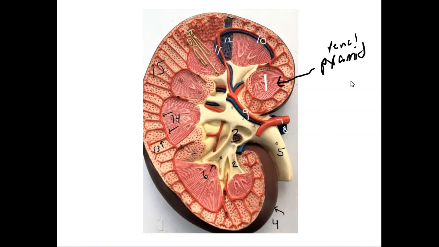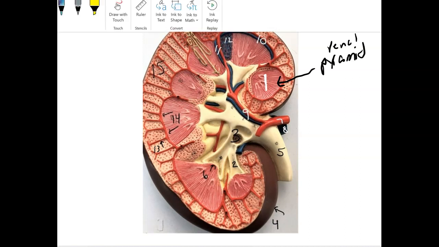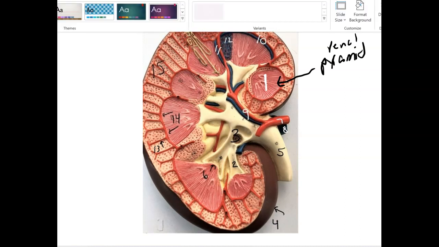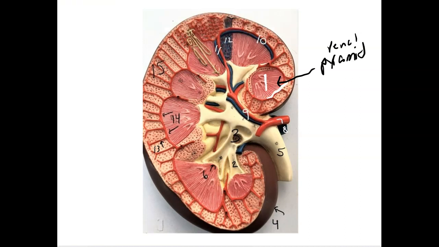Now, if we look at the pyramid, just to review, remember that every pyramid has a base. That would be the base because it's facing the cortex. And then this round area would be the papilla. And you can see numerous papilla. We'll do these numbers for blood vessels. So on this one, number 6 is pointing to a papilla.